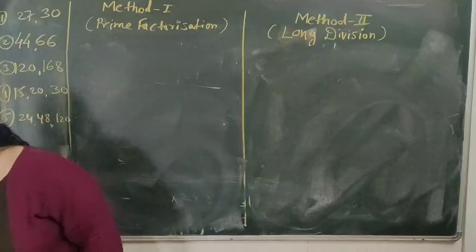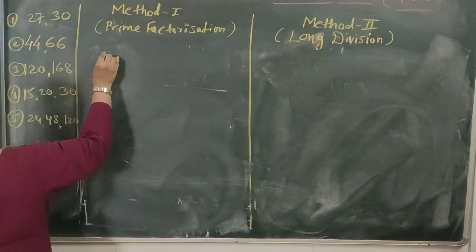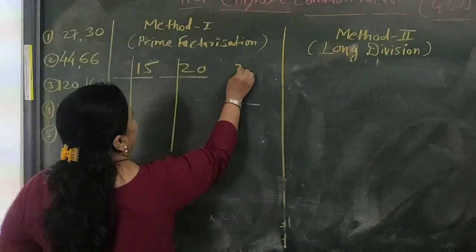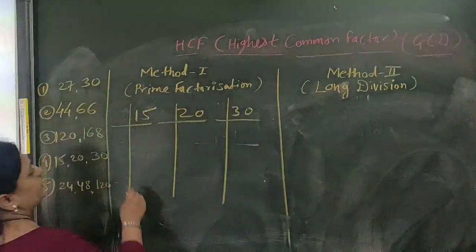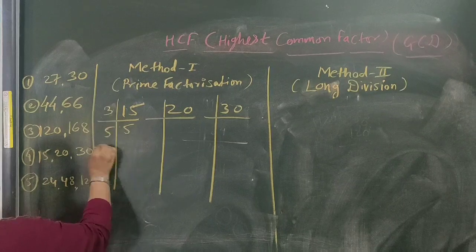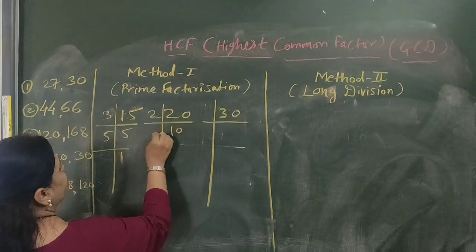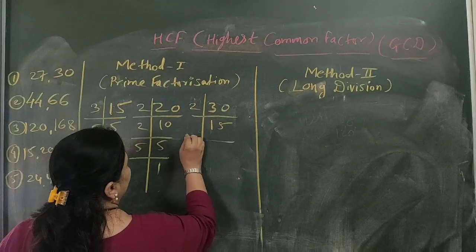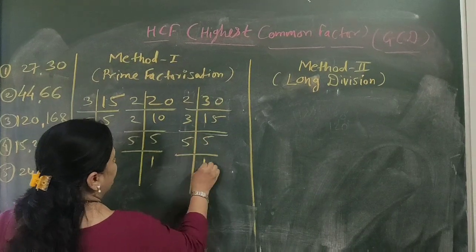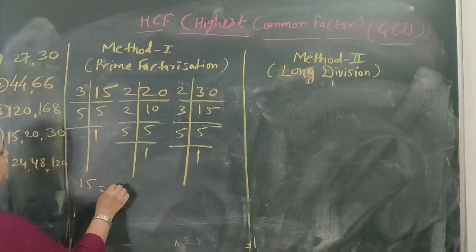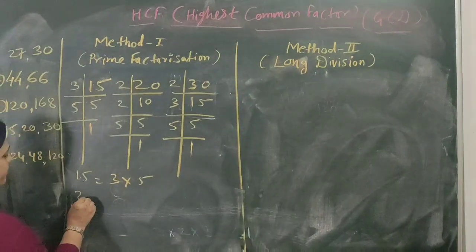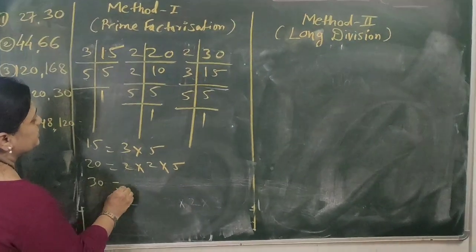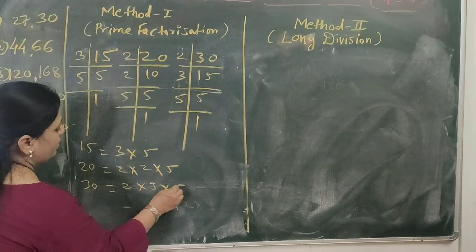See the third example. Here 3 numbers are there: 15, 20 and 30. So 3 5s are 15, 5 1s are 5. Here 2 10s are 20, 2 5s are 10, 5 1s are 5. 2 15s are 30, 3 5s are 15, 5 1s are 5. So 15 is equal to 3 into 5, 20 is equal to 2 into 2 into 5, and 30 is equal to 2 into 3 into 5.